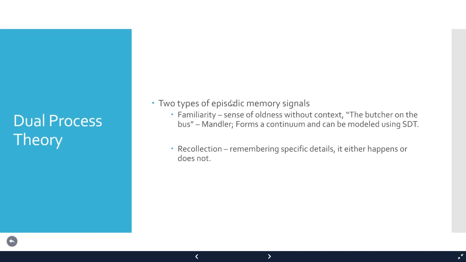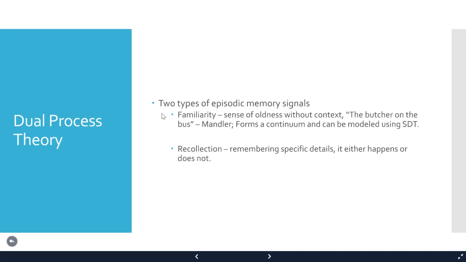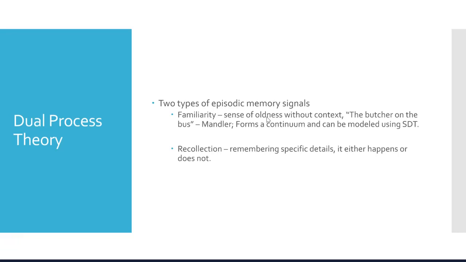With signal detection theory, we saw that there was one memory signal, a memory trace, and it varied on a continuum from low to high. Here, in dual process theory, there's actually two memory signals. The first one is called familiarity, and this is described as a sense of oldness without any specific context.